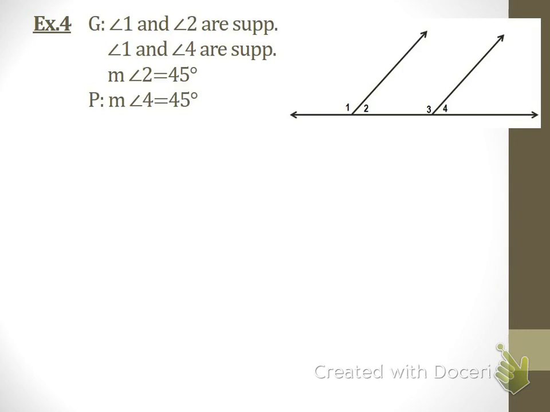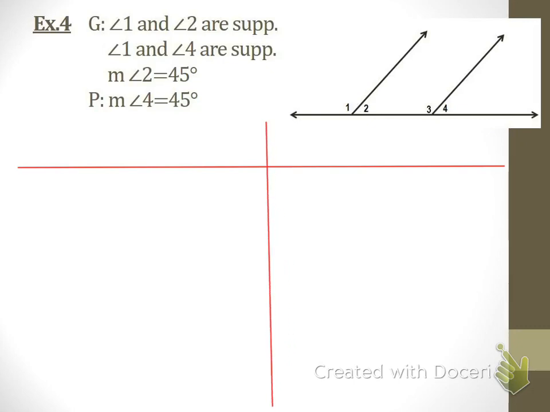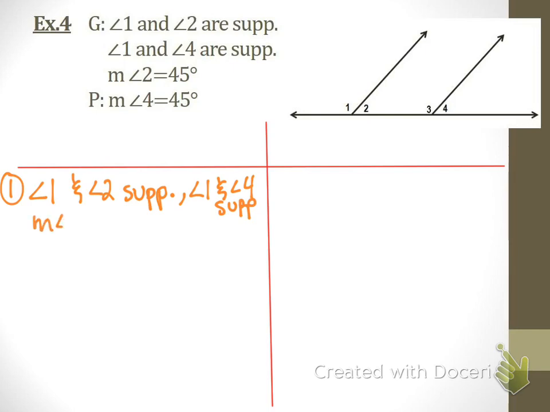All right, example 4. Let me set up my chart. We were given a lot of information here. So let's just start listing it. Angle 1 and angle 2 are supplementary. Well, there's a vocab word. We should probably know what that means. Angles 1 and 4 are supplementary. And then also they told us the measure of angle 2 is equal to 45 degrees.